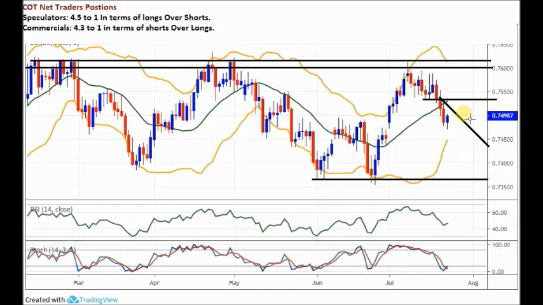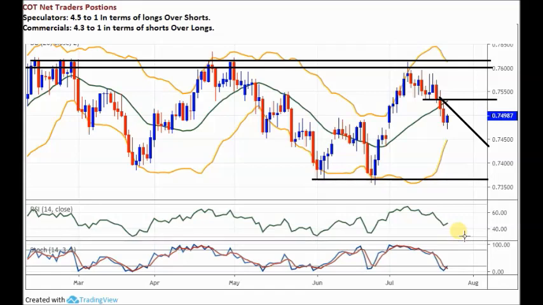Round numbers with the COT net traders positions. Also, when we were up here and up here, you had big divergence between the two groups. The two groups are more diverged here than they were here or here. So that points to a move down to there, then down to 72. So yeah, CAD CHF going okay.